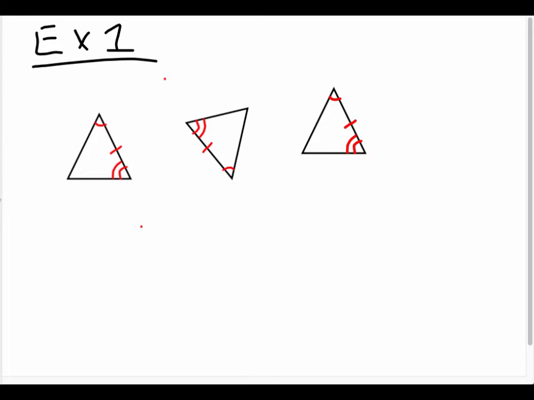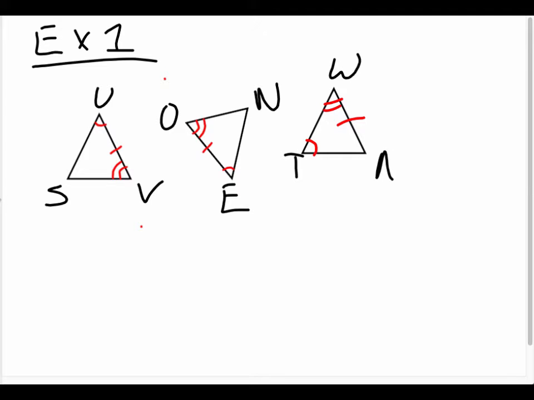Okay, so now this one is a little different. They did it like this. They said that this angle is congruent to this angle here, and we got this line. Alright, so now let's label this. So this is S, U, V, this is O, N, E, this is T, W, A.